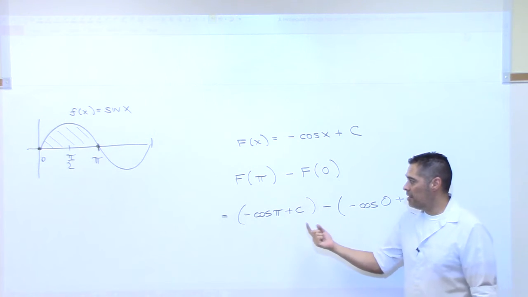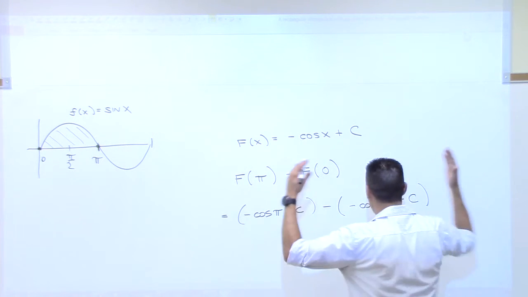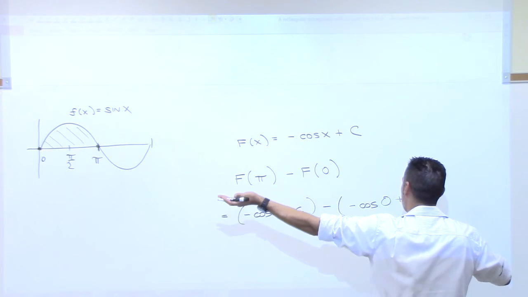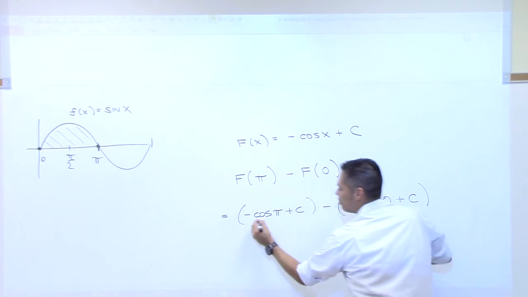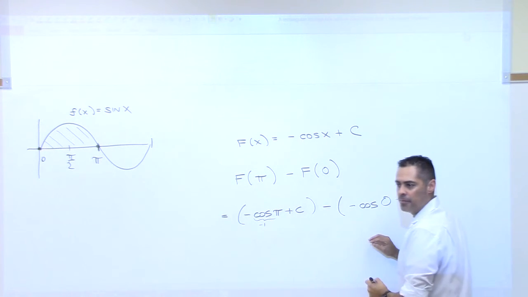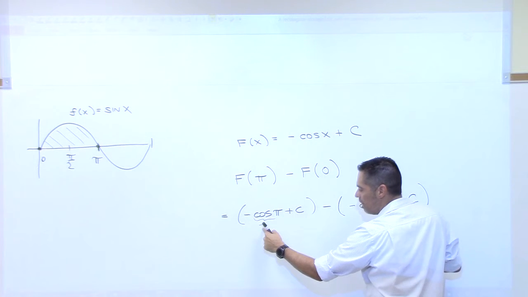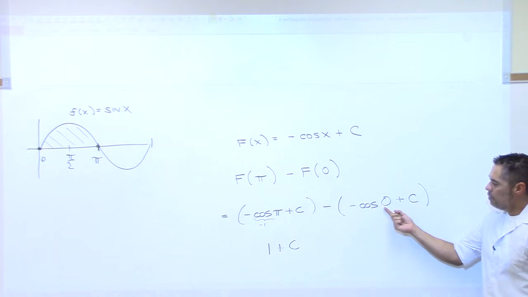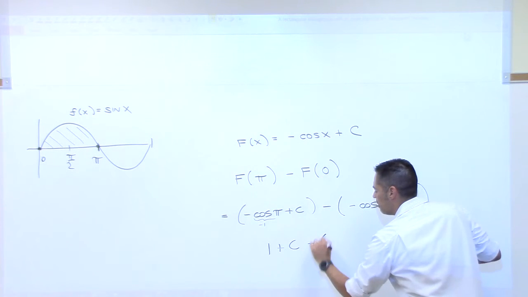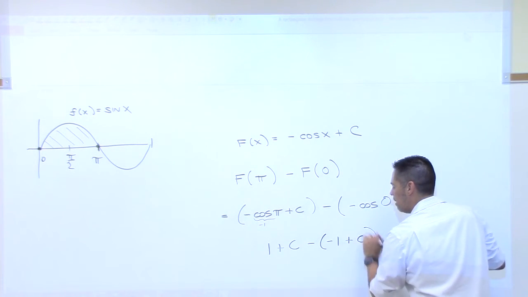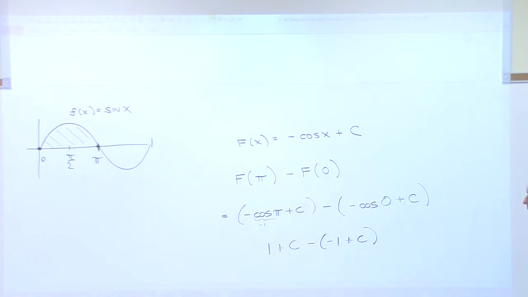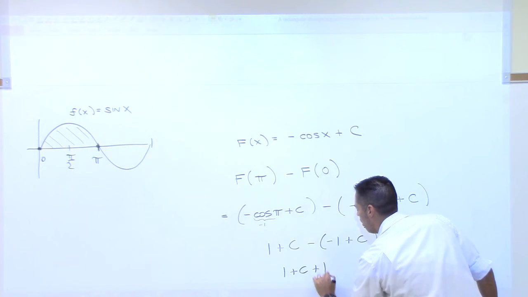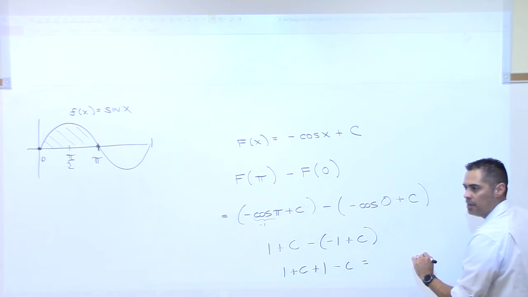Okay, now you need to know what this is. What's cosine of pi? You look at a unit circle. You're going to go over to pi, and it's cosine, so you pick the x-coordinate. What's the x-coordinate over there? Negative 1. So negative 1 is positive 1. So 1 plus c. What's cosine of 0? 1, but it's negative. So minus negative 1 plus c. And what do you get here? 1 plus c plus 1 minus c, which is 2.